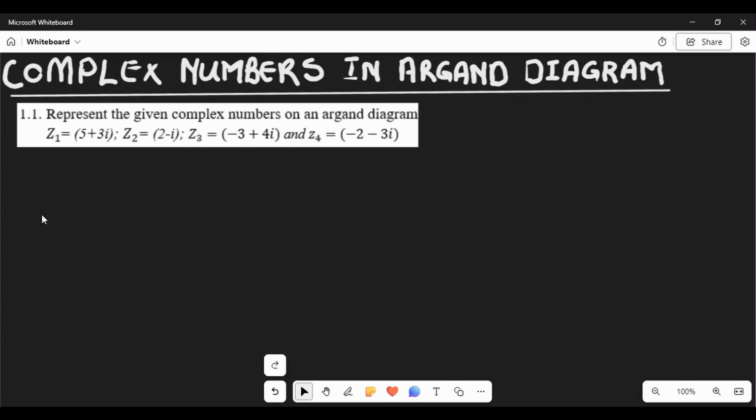Today on this video we'll be doing complex numbers in an Argand diagram. Before I start this problem, how about you pause the video and try to solve this one, or try to plot the Argand diagram, and let's see if you're going to be able to get these diagrams here.